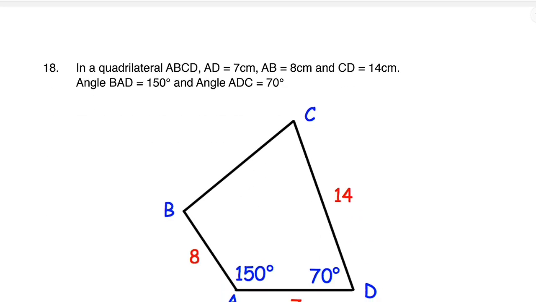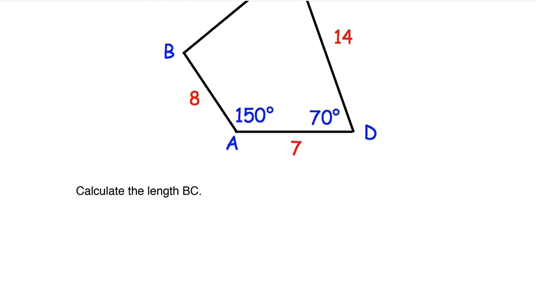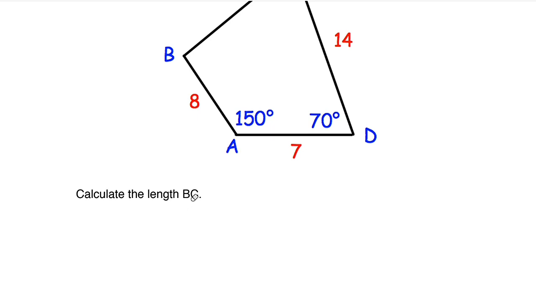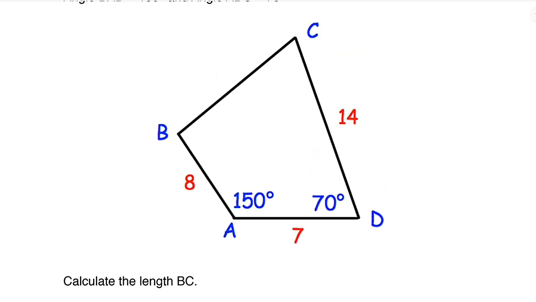Question number 18. In a quadrilateral ABCD, AD is 7 cm, AB is 8 cm, and CD is 14 cm. Angle BAD is 150 degrees, and angle ADC is 70 degrees. We are asked to calculate the length of BC. So let me call it x. Okay, so how can we do that? Let me partition this to form two triangles.